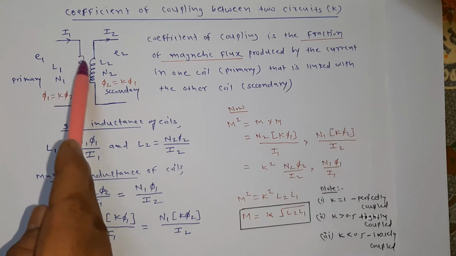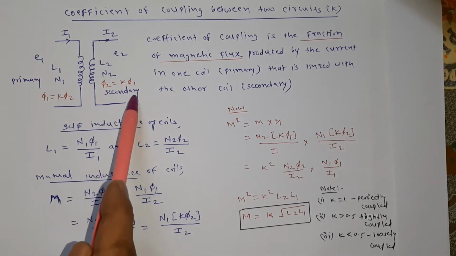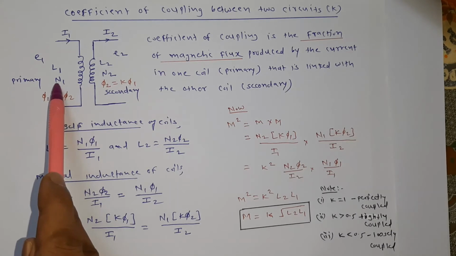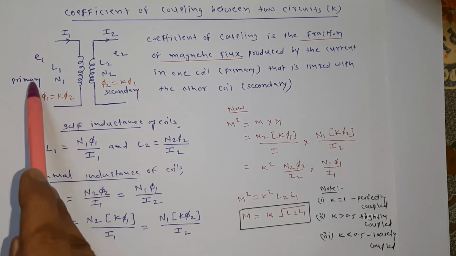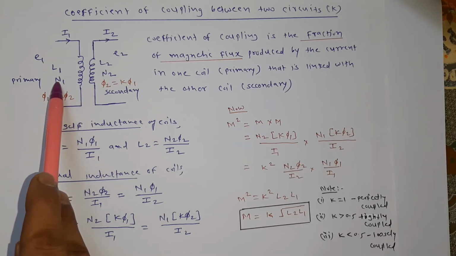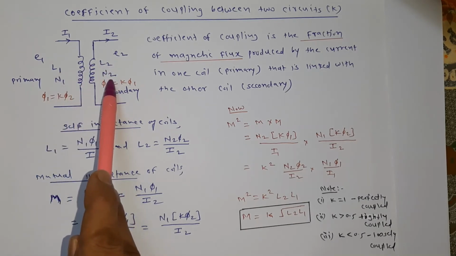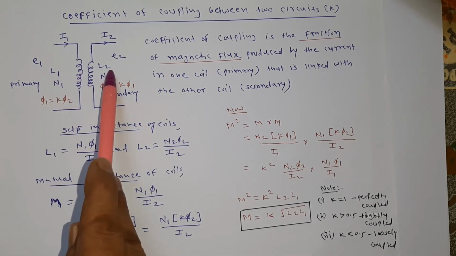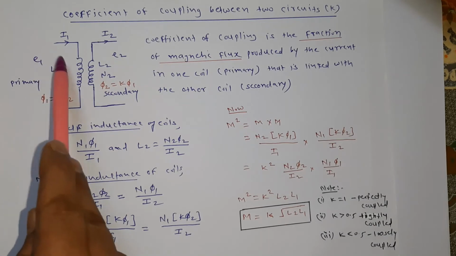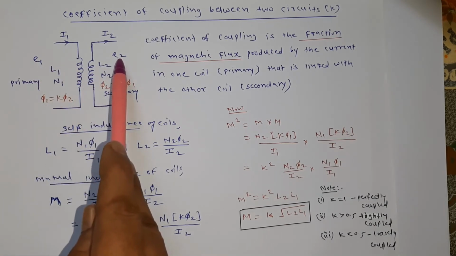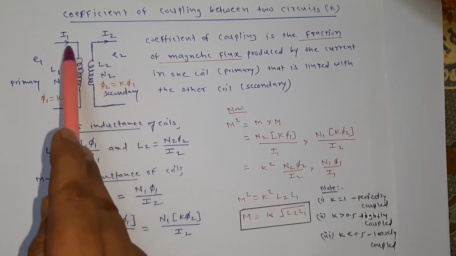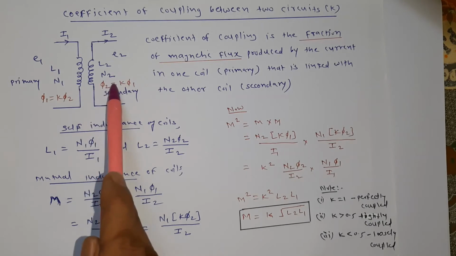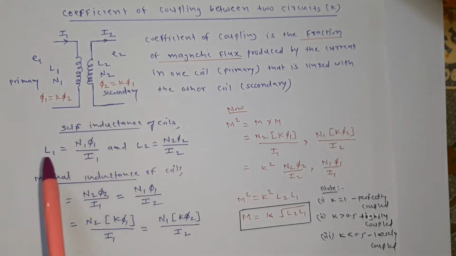Suppose this is the primary coil, and this is the secondary coil. Let us suppose the number of turns in the primary, here we are using the symbols 1 and 2, coil 1, coil 2. The number of turns in coil 1 is N1, the number of turns in coil 2 is N2. Self-inductance of coil 1 is L1, self-inductance of coil 2 is L2. EMF induced in the first coil say E1, EMF induced in the secondary coil say E2, currents say I1 and I2. Now this part is very important. What do you mean by this? This is with respect to our coefficient of coupling.